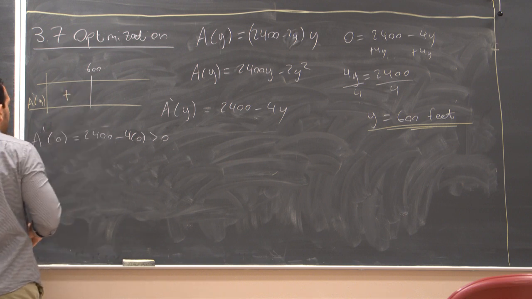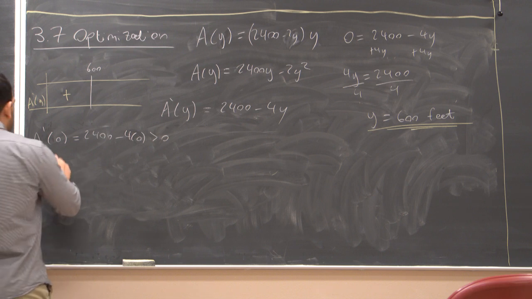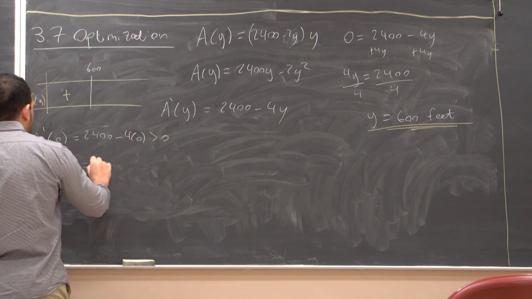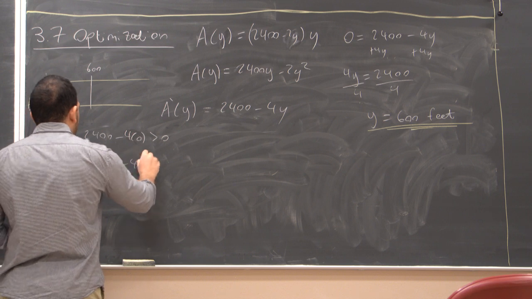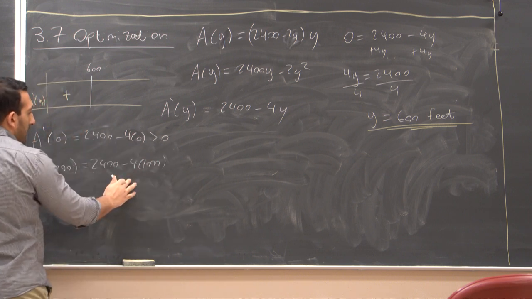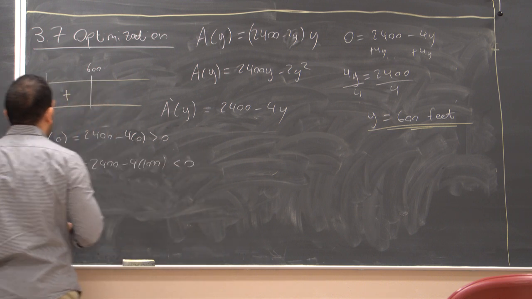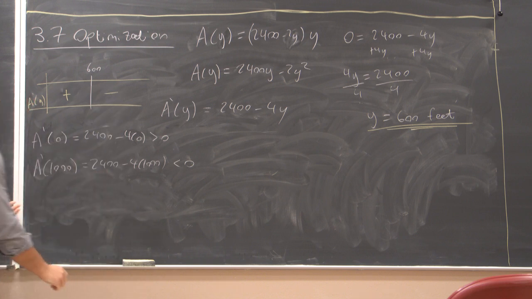So this is positive, and now pick a number larger than 600, maybe let's say 1,000. So 2400 minus 4 times 1,000. Well, this will become 4,000, right? 2400 minus 4,000 is less than 0, so negative here. And so, yes, we have justified that this is actually the only maximum.